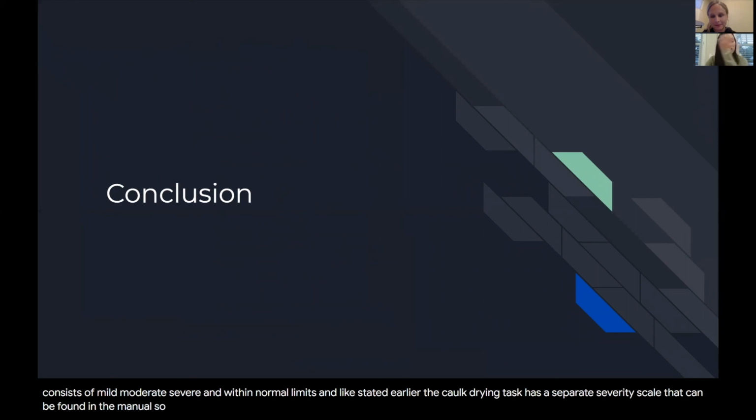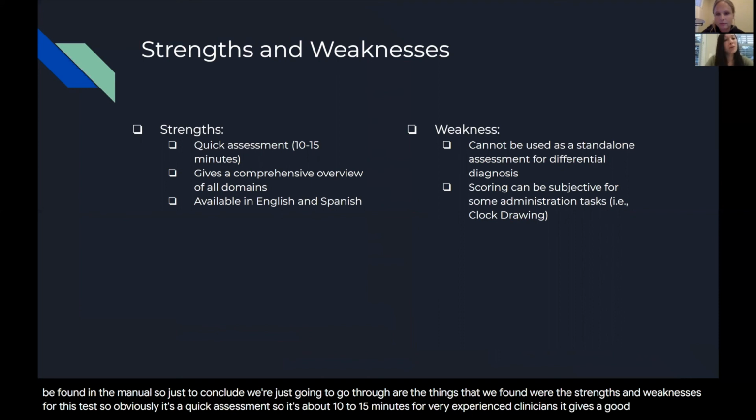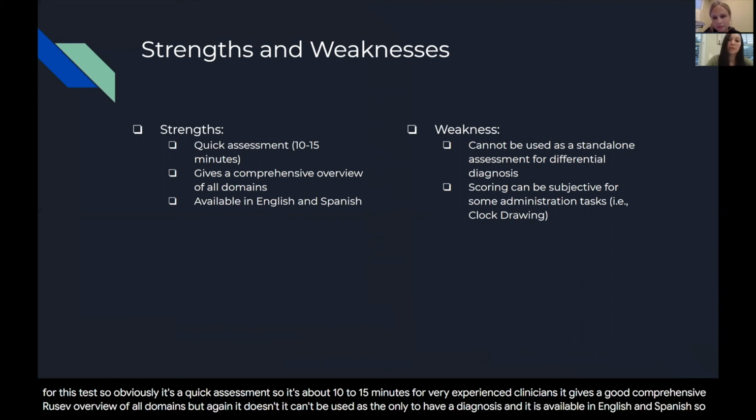So just to conclude, we're going to go through the things that we found were the strengths and weaknesses for this test. So obviously it's a quick assessment, about 10 to 15 minutes for very experienced clinicians. It gives a good comprehensive overview of all domains, but again, it can't be used as the only basis for a diagnosis. And it is available in English and Spanish, so that's a big plus.